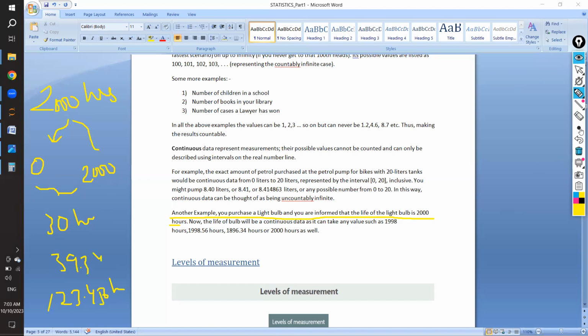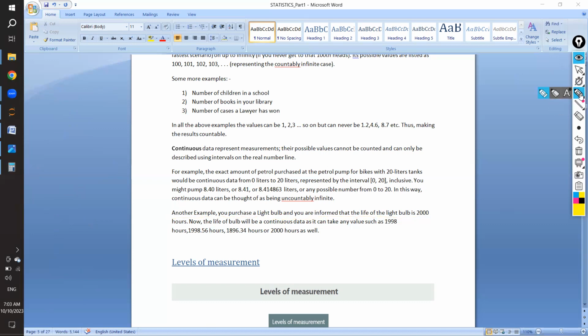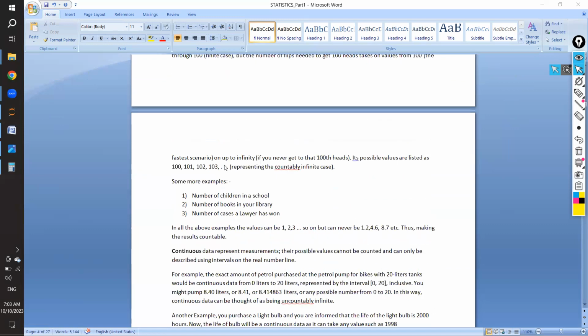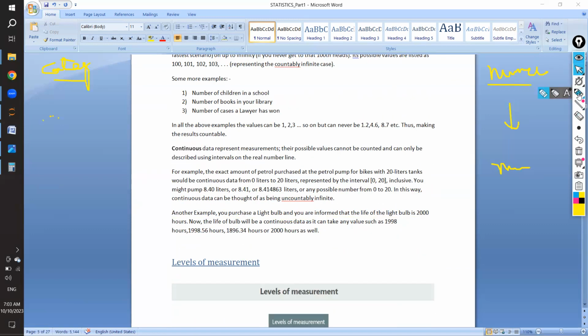So this is the detailed view of continuous and discrete, but at a high level, just have a picture. Numerical means mostly numbers, you will see numbers. Categorical means you will have some categories. Inside numerical, discrete means fixed numbers and continuous means uncountable numbers.